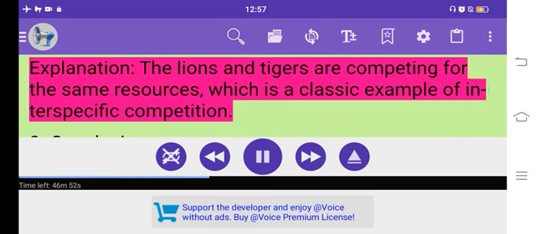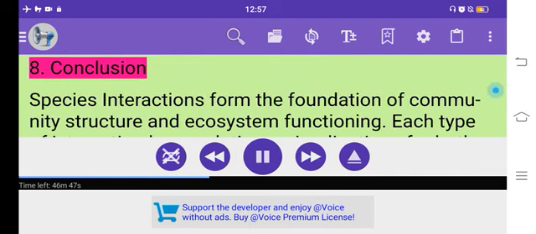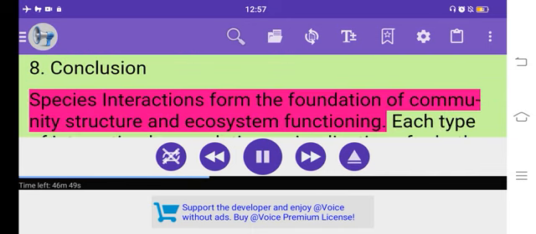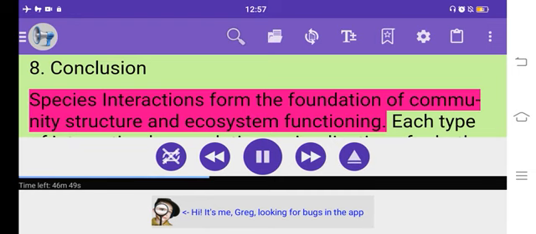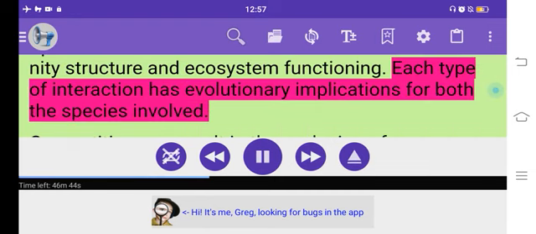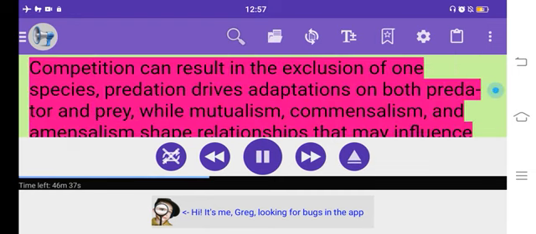Explanation. The lions and tigers are competing for the same resources, which is a classic example of interspecific competition. 8. Conclusion. Species interactions form the foundation of community structure and ecosystem functioning. Each type of interaction has evolutionary implications for both the species involved. Competition can result in the exclusion of one species.